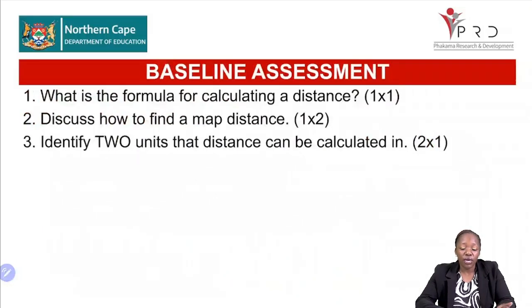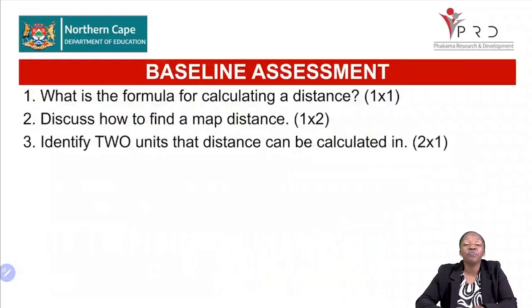So we're going to look at our baseline questions. We've got 3 questions. The first one, what is the formula of calculating a distance? Then secondly, discuss how to find a map distance. And then thirdly, identify the 2 units that distance can be calculated in. I'm going to give you just 2 minutes, which will be enough for these 3 questions. And then after 2 minutes, we proceed to the correct answers.